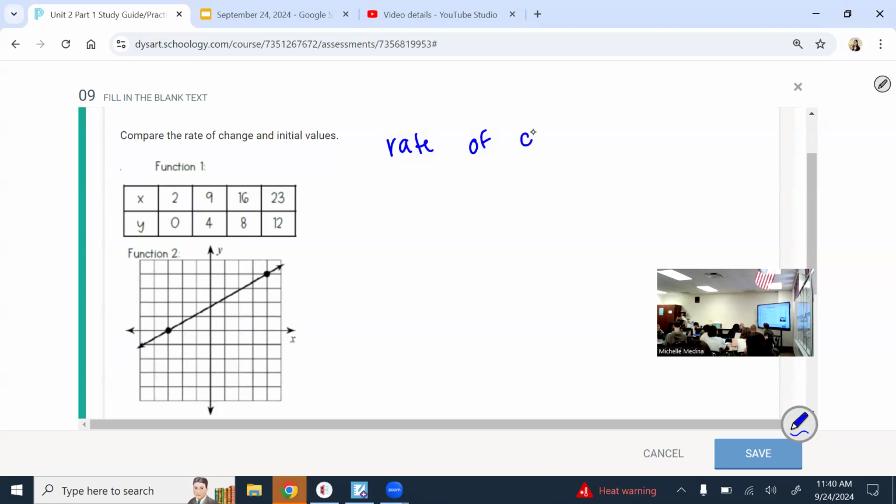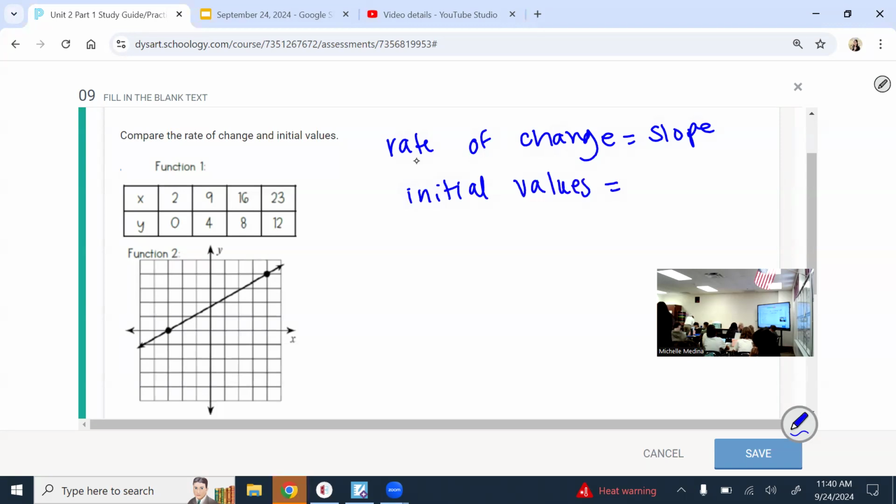Good, slope, and yes, slope is also rise over run. So maybe we didn't use the phrase rate of change all that much, but we definitely talked about slope. So you need to be able to compare slopes. And then when we talk about initial values, what are we talking about?